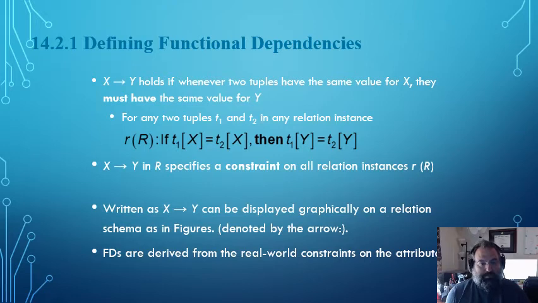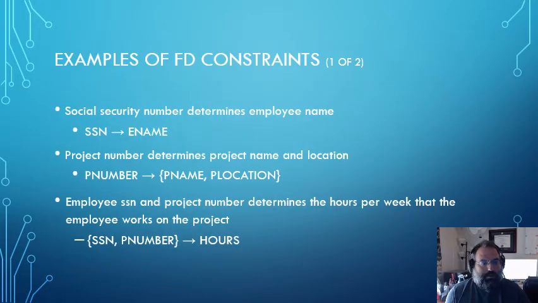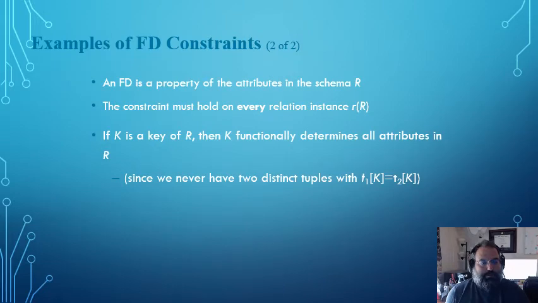Functional dependencies are derived from the real-world constraints on the attributes. An example of constraints: Social Security number determines employee name, project number determines project name, and employee Social Security number and project number together determine the hours per week that the employee works on the project. A functional dependency is a property of the attributes in the schema R. The constraint must hold on every relation instance of R.